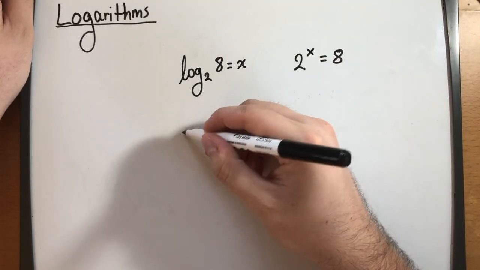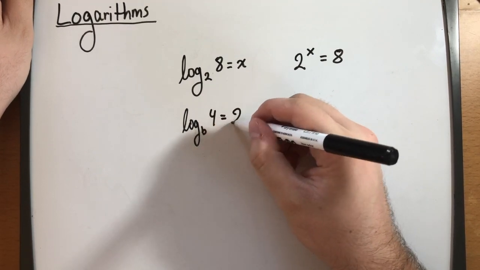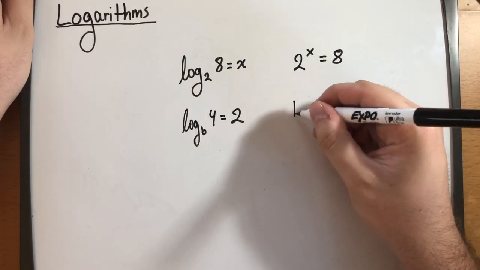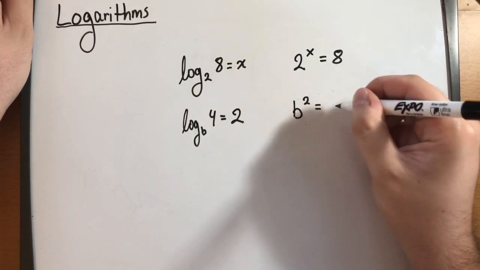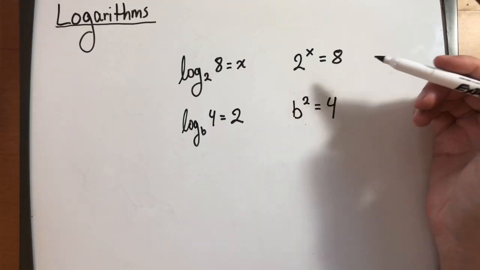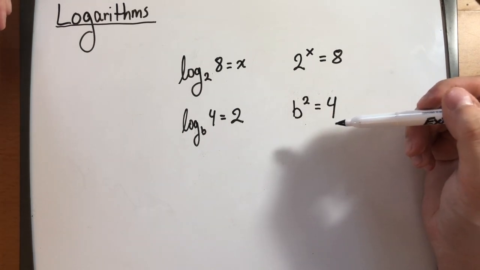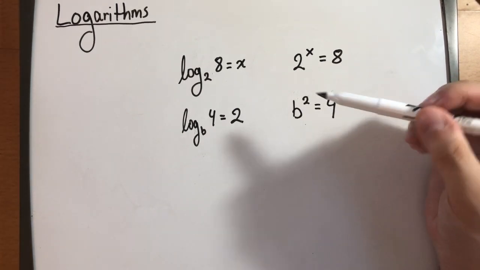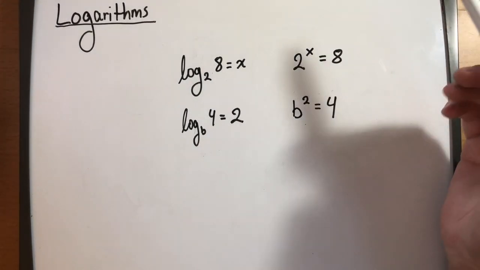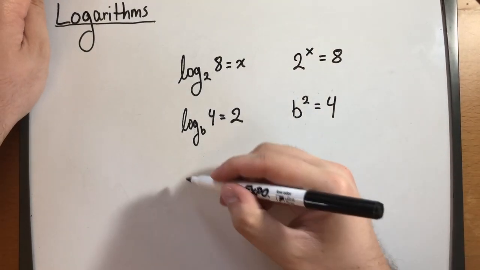Now let's take, for example, this one. Log base b of 4 is equal to 2. So to rewrite this as an exponent, we'd say b raised to the 2 is equal to 4. And of course, b has to be 2, because 2 squared is 4. But in logarithms, just like with exponential functions, the base cannot be negative. So we do not take into consideration -2 as an answer for this.